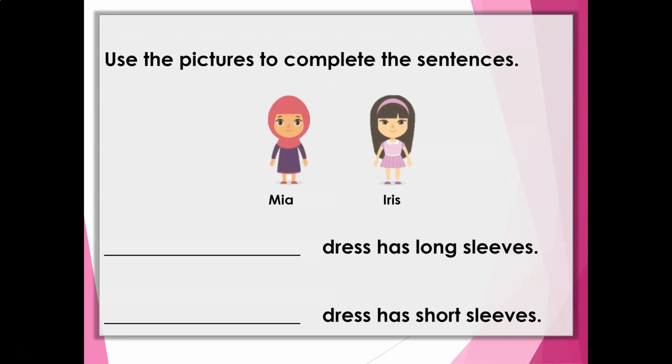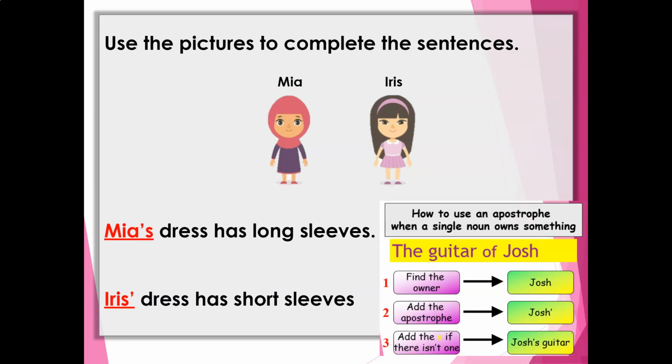For your next challenge, I want you to use the pictures to complete the sentences. So we've got 2 girls here, Mia and Iris. Pause the video now and have a go. Let's look and see how you got on. Mia's dress has long sleeves. Mia does not end with an S, so we need to include the possessive apostrophe and an S. Iris, however, does end with an S, so all we need to do is add the possessive apostrophe. Because it ends with an S, we don't add another one.